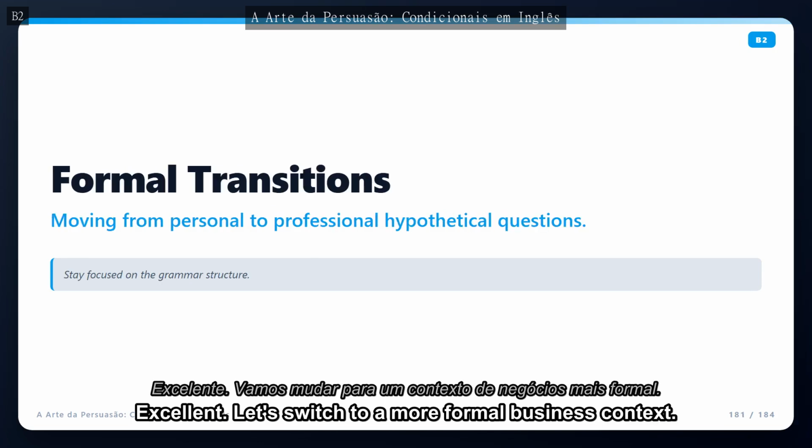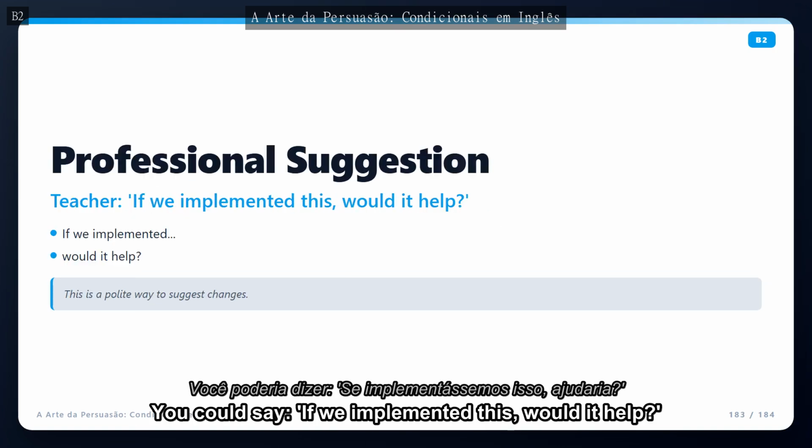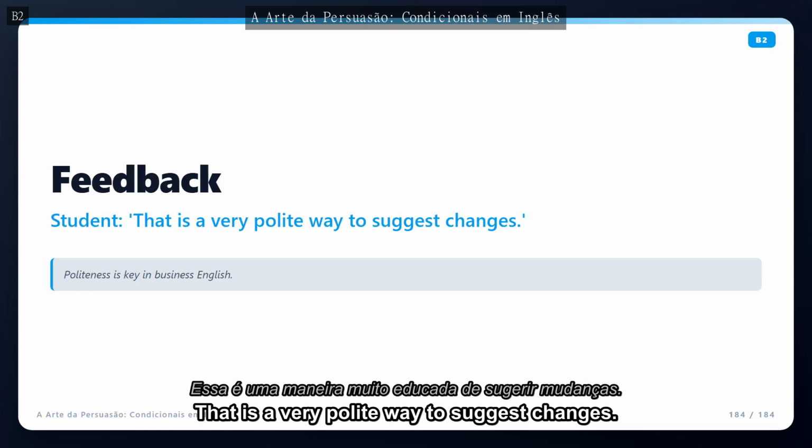Excellent. Let's switch to a more formal business context. How would I propose a new project idea? You could say, if we implemented this, would it help? That is a very polite way to suggest changes.